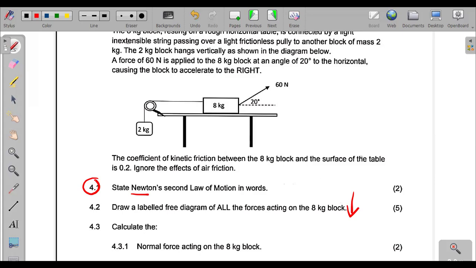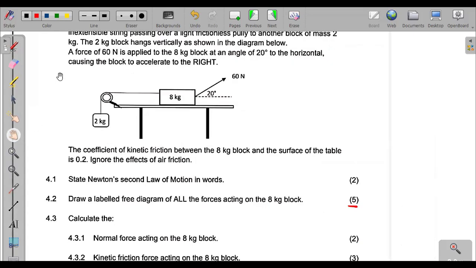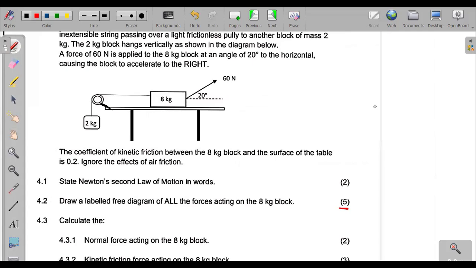Draw a labeled free body diagram of all the forces acting on the 8 kg block. We must bring out 5 forces on that free body diagram. Number 1, the object shall be represented by a dot. Try to make the dot as accommodative as possible to all the forces, as each force must be standing separately. So I have the normal force that is acting upwards. There is my normal force.